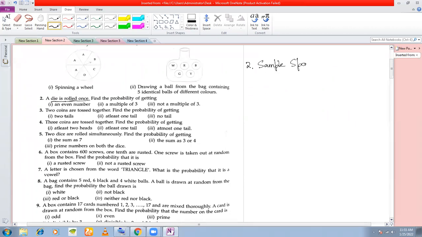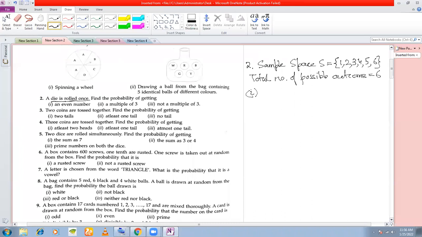Sample space S. If a die is rolled once, how many outcomes are there? Either 1 or 2 or 3 or 4 or 5 or 6. So what is the total number of possible outcomes, the number of elements in this set? Total number of possible outcomes is 6, right? Okay, now we'll answer the first question.